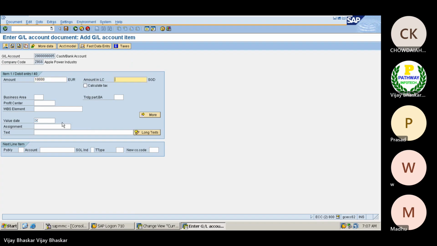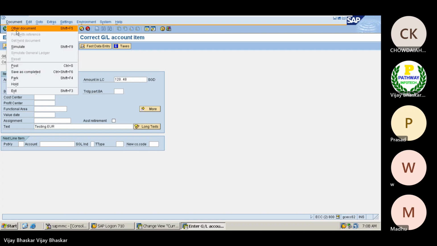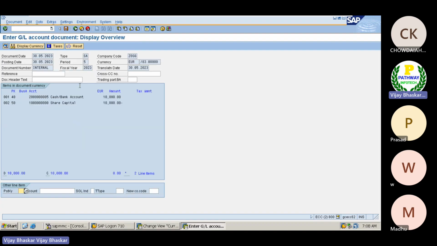Let me enter 1000 USD. Testing EUR just for our understanding. And enter. Document simulated. See here, which exchange rate has been determined. 83 rupees has been determined.